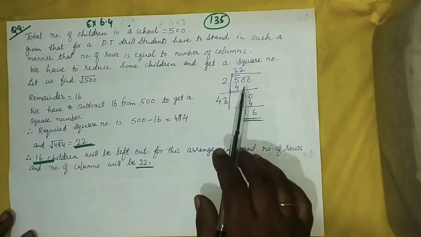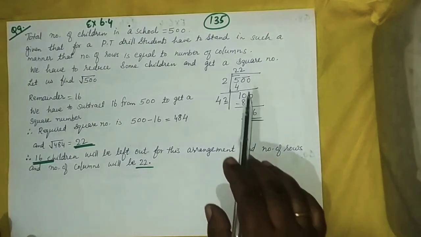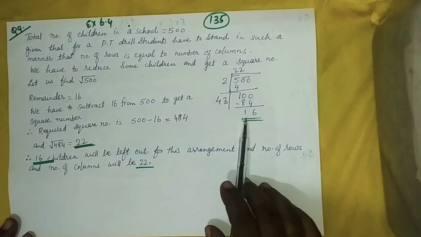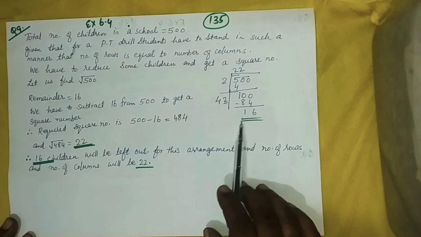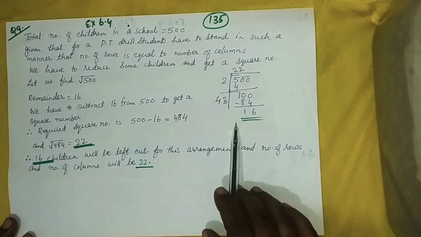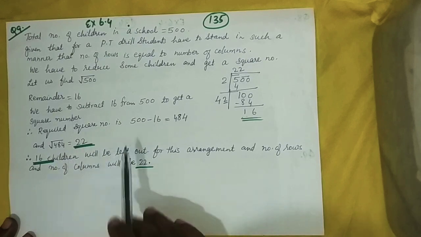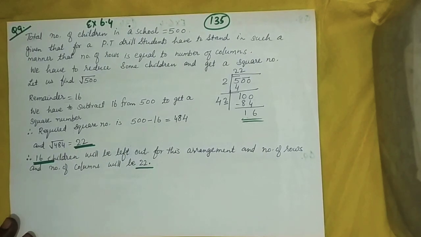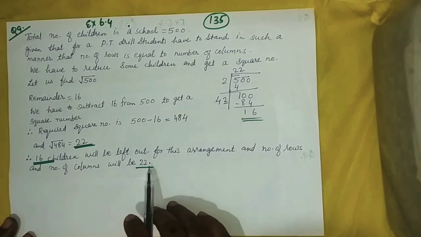We cannot include all 500 children. We have to reduce 16 more children. 16 children should be reduced. Then only it works. And how many children will participate? 484 children will participate, and the number of columns and number of rows will be 22.